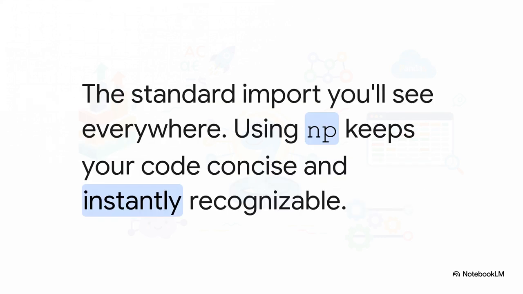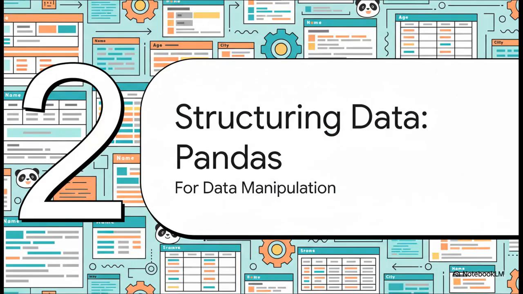In this line of code, get used to it. You are going to see this everywhere. It's the universal signal. When you see np in a script, you know NumPy's in the house, ready to crunch some numbers. Okay, let's move up a layer.